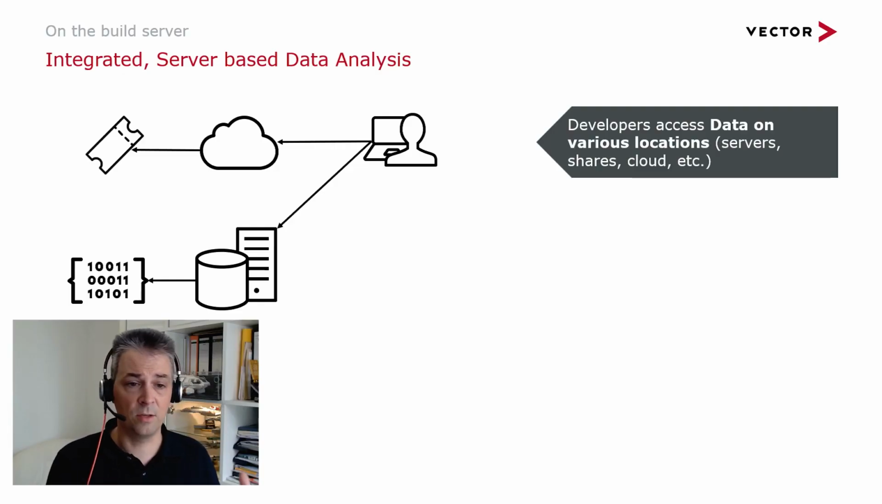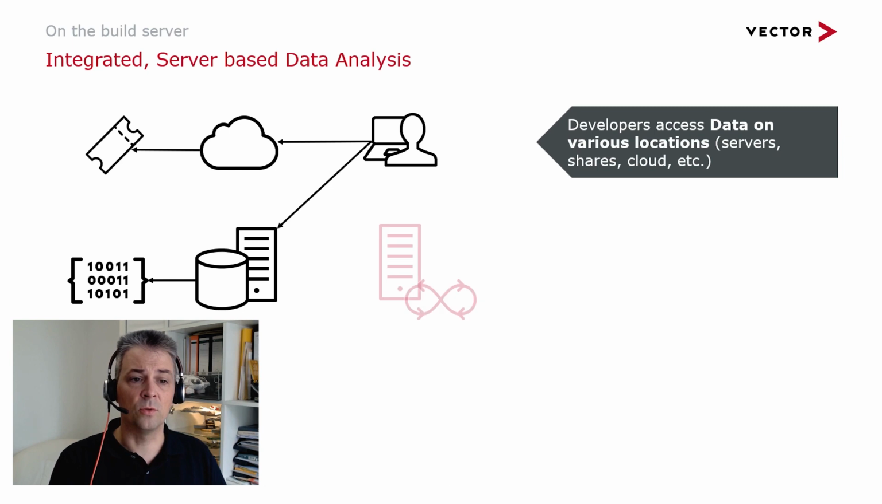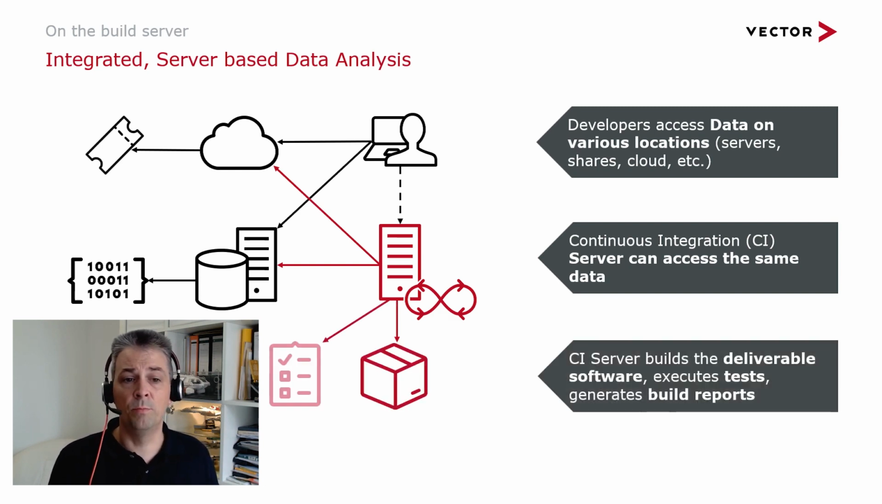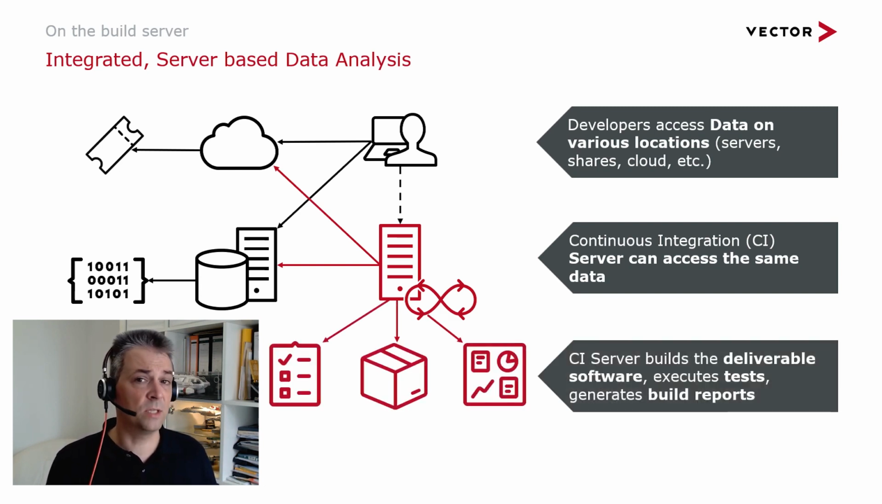The visualization is done automatically, the report is dynamic, and the update of the report is also done automatically. But there's even a third solution that we could use here, because in a normal development environment, the developer accesses data on various locations, like servers, like shares, like cloud services, and so on. And the project is also using a build server that can access the same information. Normally, this is also where the CI environment is situated.